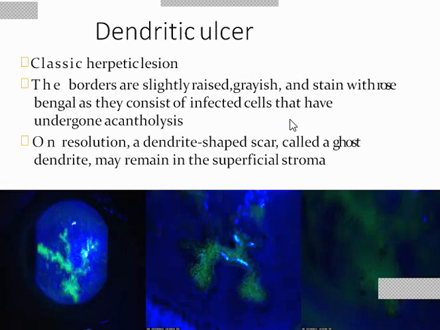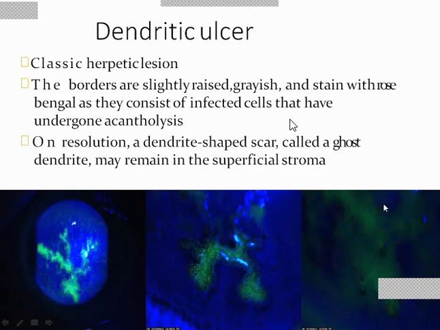This is how the dendritic ulcer looks. See, a classic dendritic lesion looks like this with fluorescein staining. It looks like the branching of a tree, slightly raised, grayish white, and with rose bengal the margins stain, as these are infected cells that have undergone acantholysis. On resolution, a dendrite-shaped scar called a ghost dendrite may remain in the superficial stroma. So you can see the ghost dendrite here.